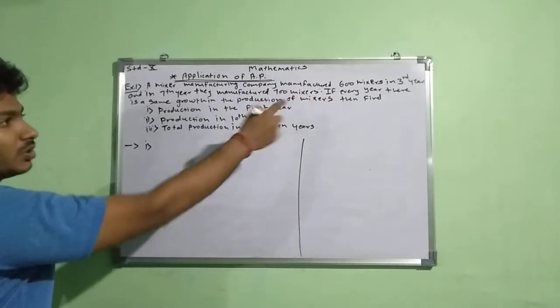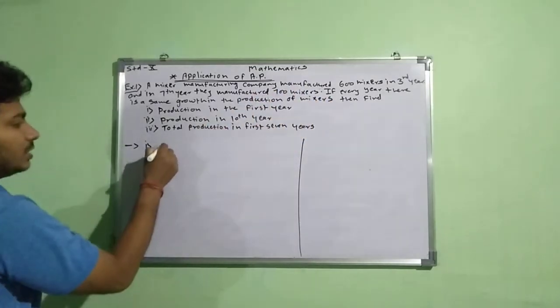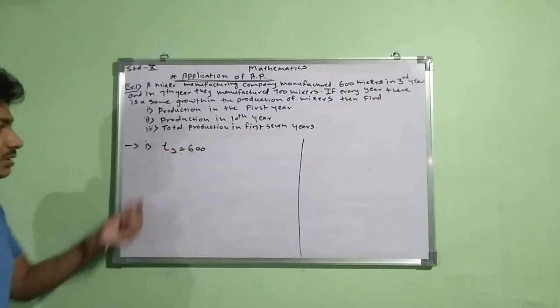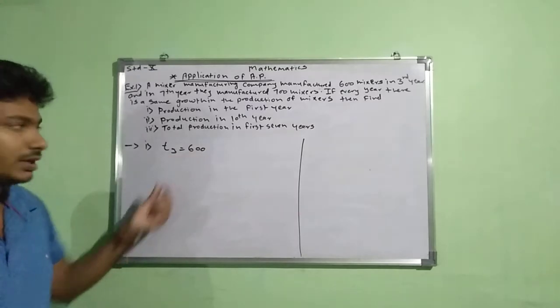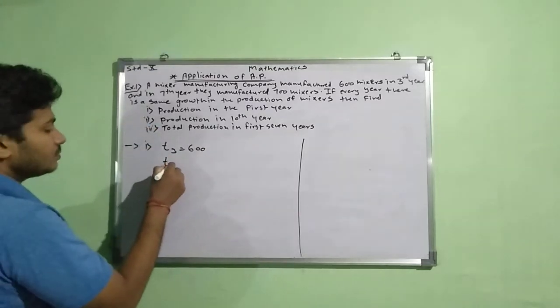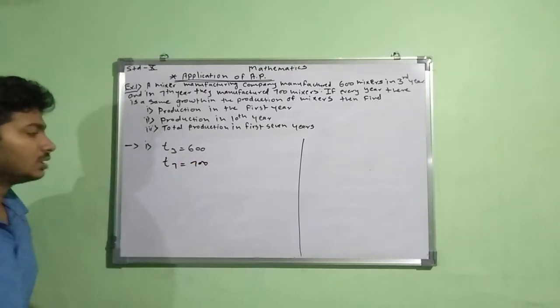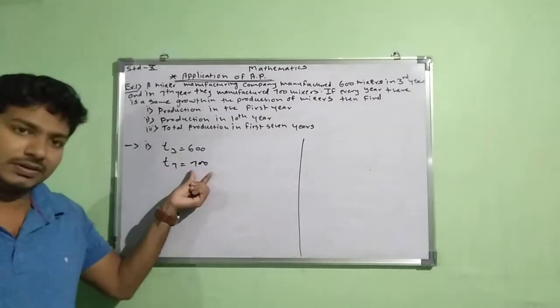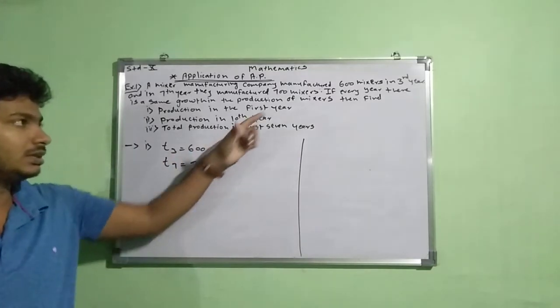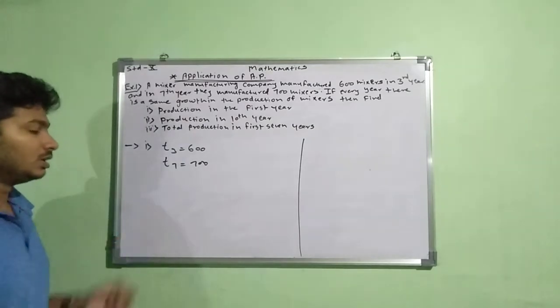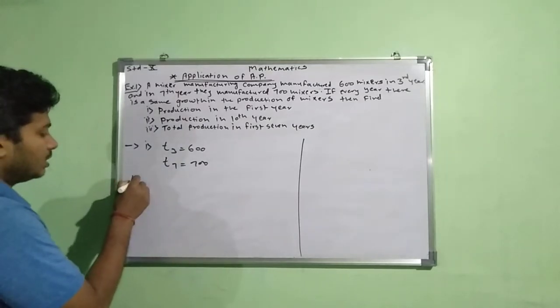What have they given? They have given that the production in the third year was 600. So T3 is equal to 600. That means the production in the third year was 600. And also they have given T7 is equal to 700. That means the production in the 7th year was 700. So that is our given data, and the difference is the same. That means the D value is the same for every year.